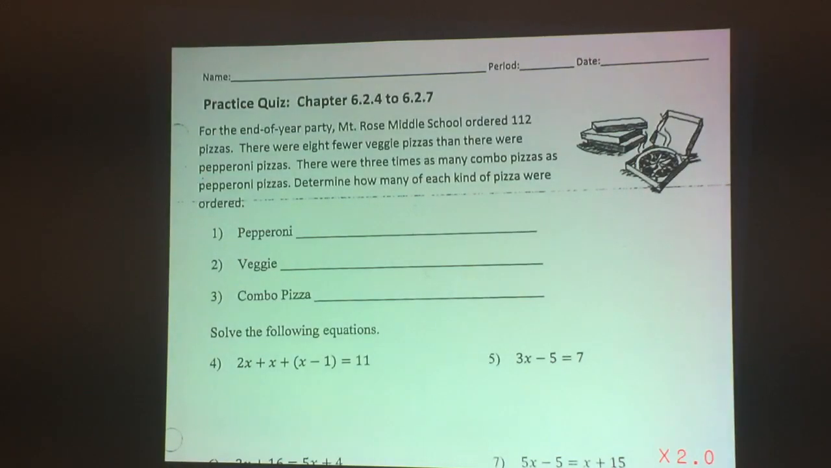Remember, when you are correcting your practice quiz, if you don't have the work that I'm showing you now, you need to add it to your practice quiz. Here we go.